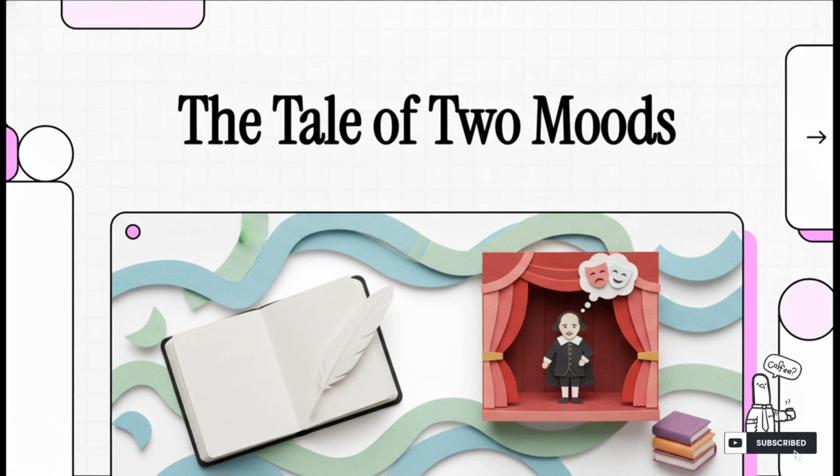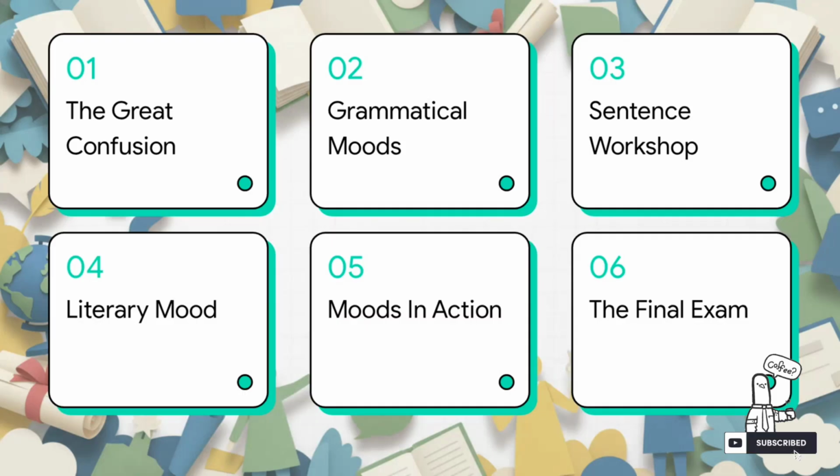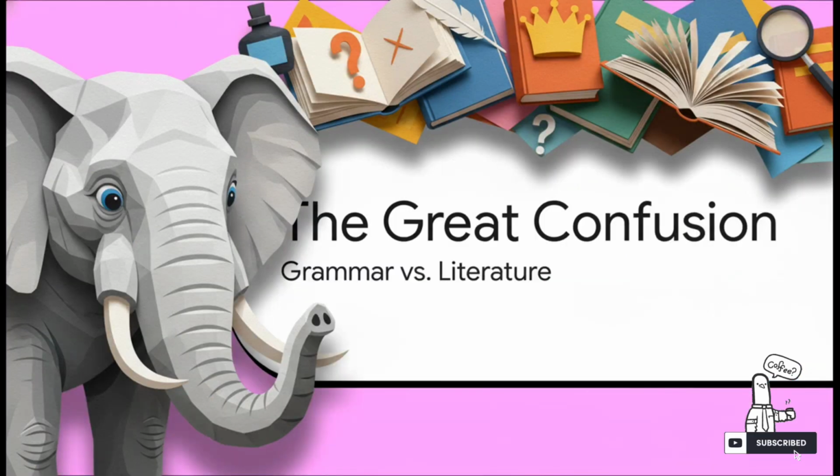Okay, let's dive right into this. Here's a quick look at our syllabus for today. We'll start with the Great Confusion, then move into grammatical moods, do a rapid sentence rewriting workshop, shift over to literary mood, see those literary moods in action, and finally wrap things up with the final grammar exam. All right, let's kick things off with Section 1, the Great Confusion between grammar and literature.